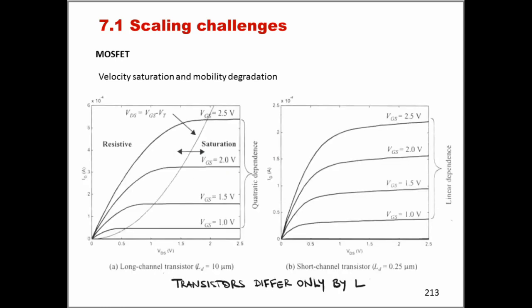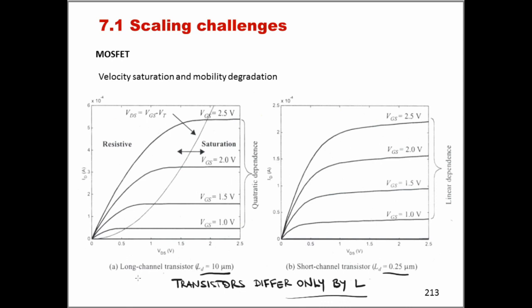And we can even better visualize these things by comparing a real device now here. We see here the output characteristic of exactly the same transistor, but these two transistors differ only by the value of L. In one case L is 10 micrometers and in the other case it is 0.25. So this is a fantastic example to observe the effect of the velocity saturation on the output characteristic.